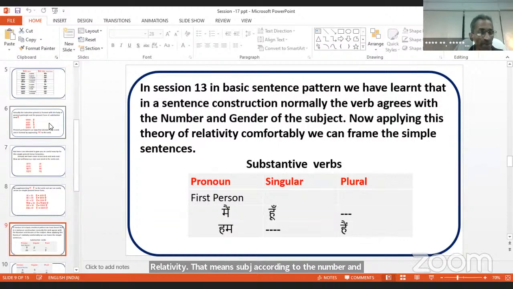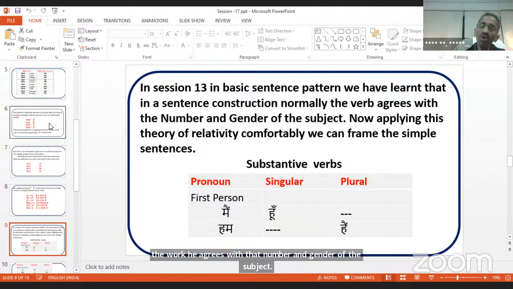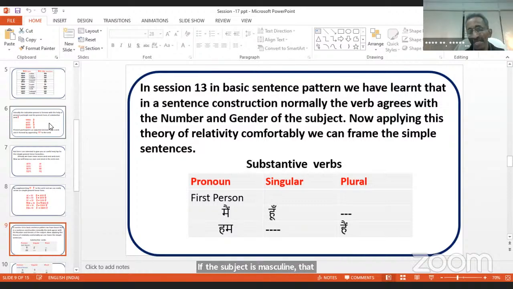According to the number and gender of the subject, the verb changes. The verb agrees with the number and gender of the subject. If the subject is masculine, the verb will also stand in masculine form. If the subject is feminine, the verb will also stand in the feminine form. If the subject is singular, the verb will also stand in singular form. If the number is plural, then the verb will also stand in the plural form.